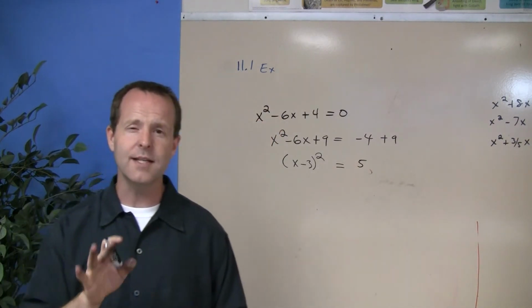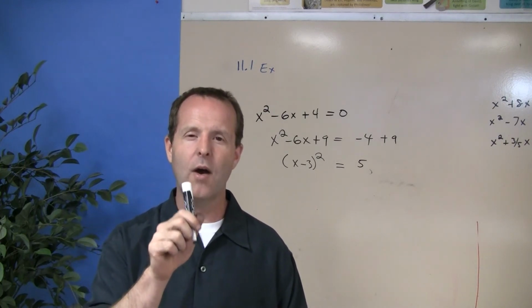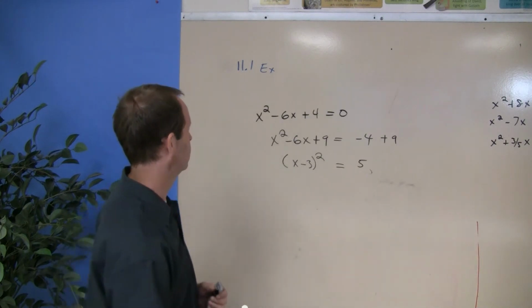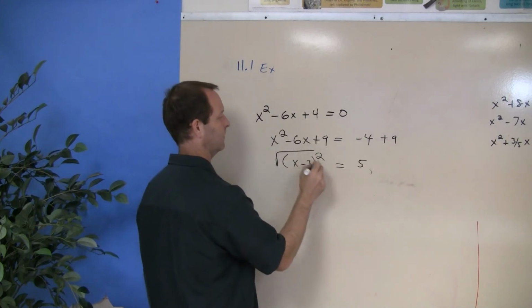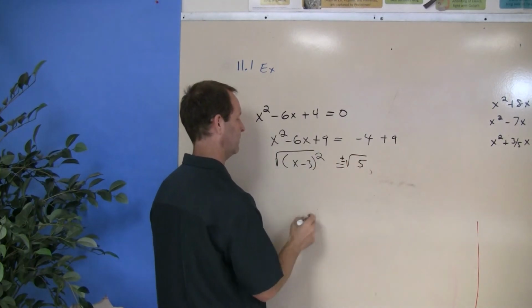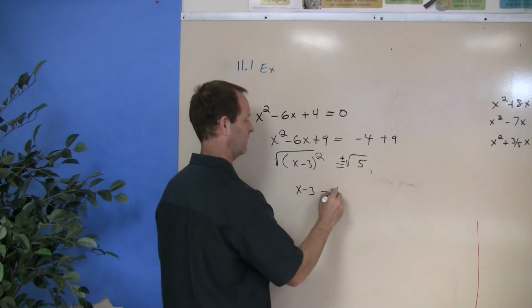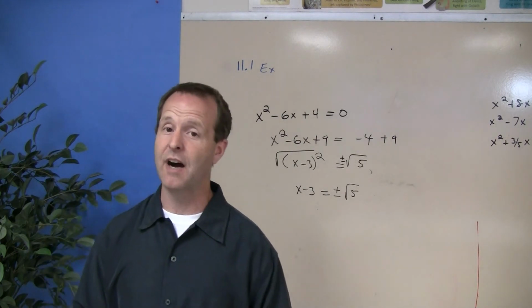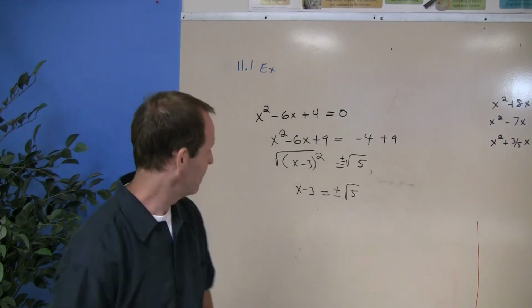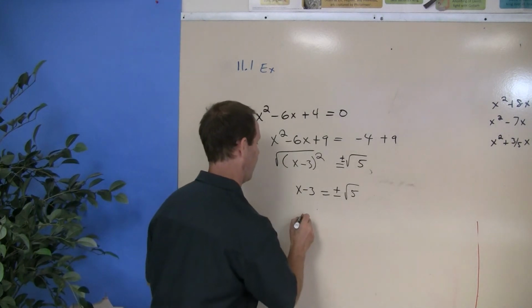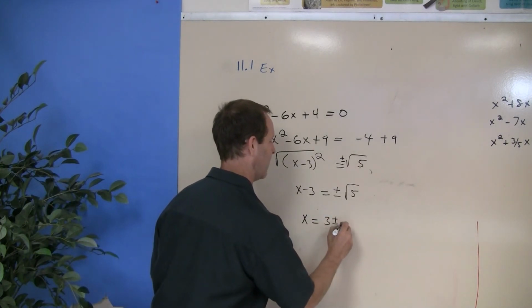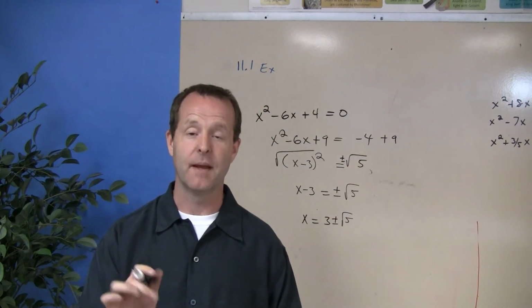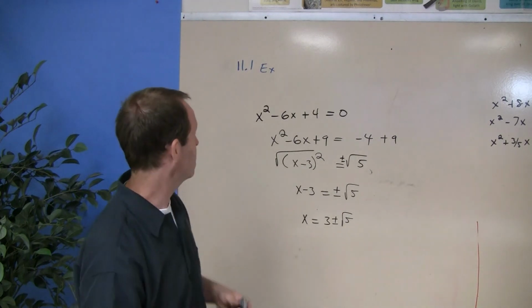All right, now are you starting to see the beauty of what we just did? Now I can solve for x by taking the square root of both sides. I have x minus 3 equals plus or minus the square root of 5. Oh, I'm so close to getting x by itself. Let's add 3 to both sides. X equals 3 plus or minus the square root of 5. That is the solution. In fact, 2 solutions to our original problem.